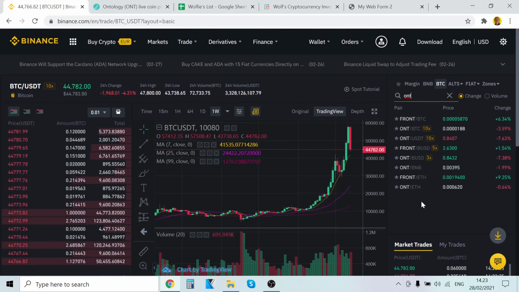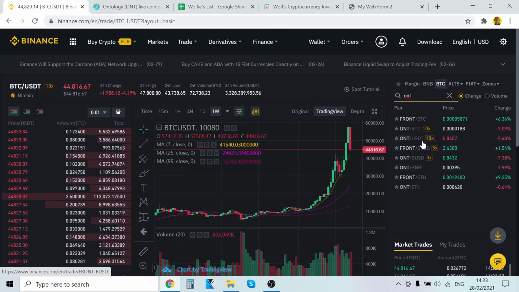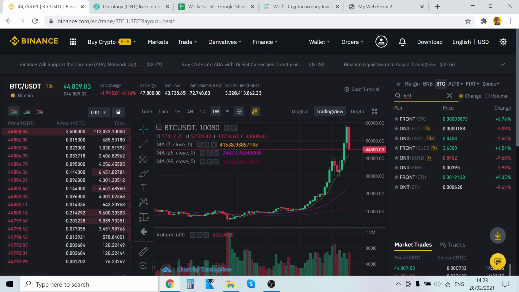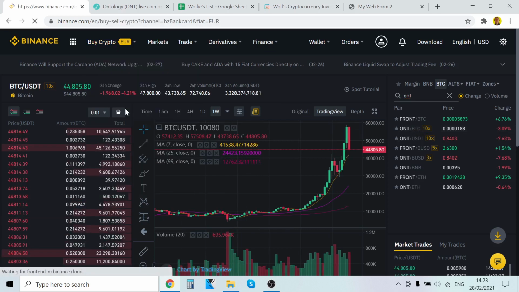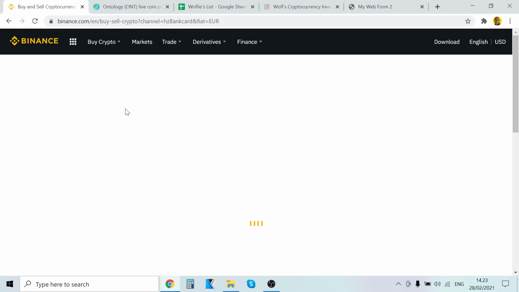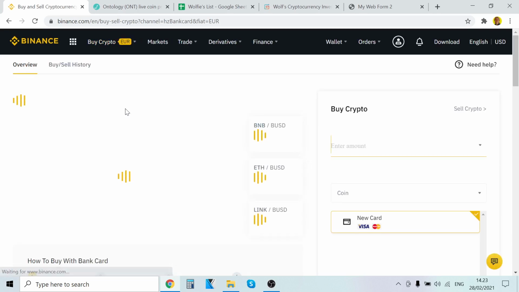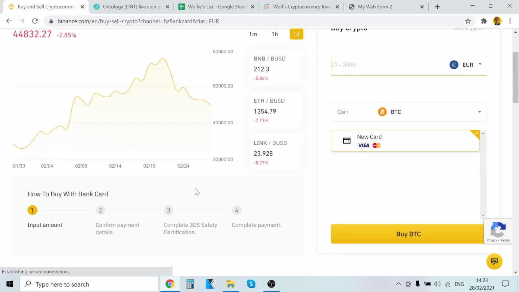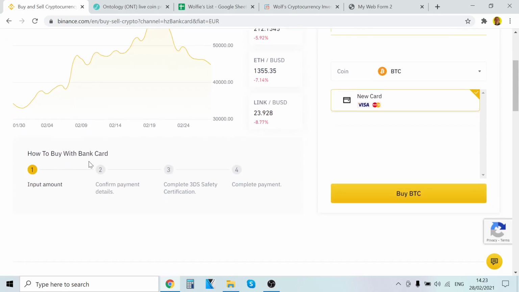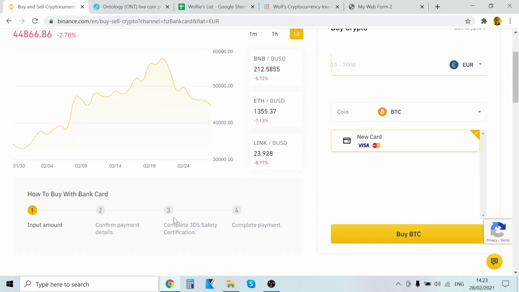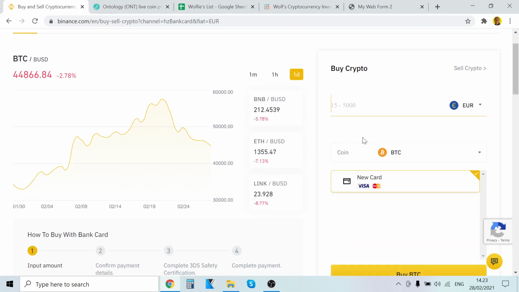But first we have to acquire either Ethereum, BNB, USDT, or BTC. So in this tutorial, I will show you how you can first buy Bitcoin and then trade that Bitcoin into Ontology. So let's go. Buy Crypto and credit or debit card to buy our Bitcoin. Here all you have to do is scroll down a little bit. You can see how to buy with bank card. So you have input amount. All you have to do is select how much Bitcoin you want to buy.